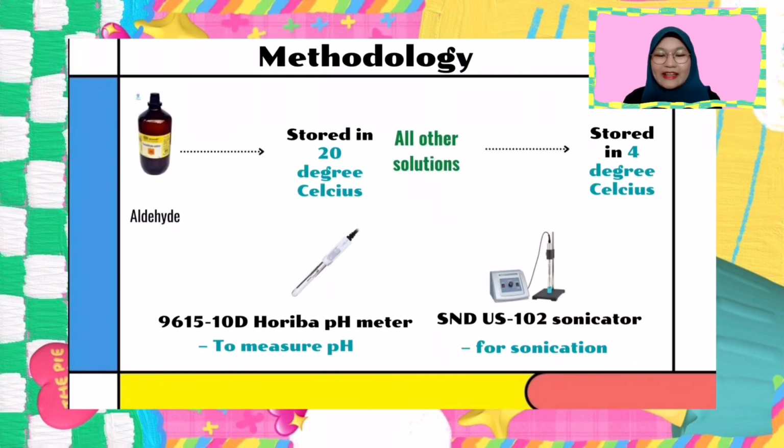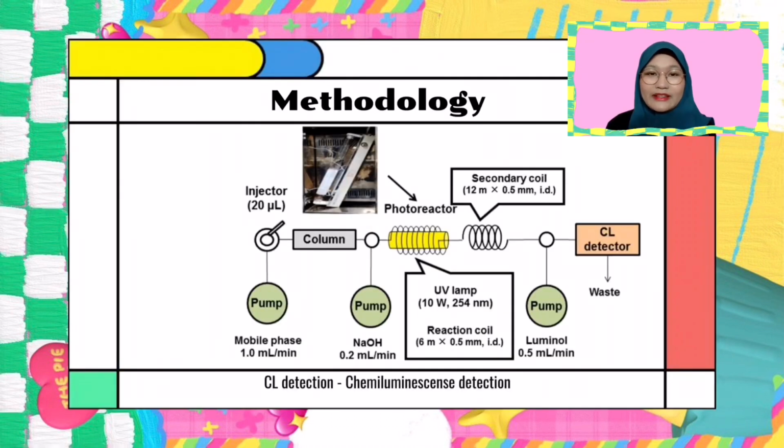Mixed aldehyde standard solution was stored at negative 20 degrees Celsius, while all other solutions were stored at 4 degrees Celsius in the refrigerator. A pH meter, a sonicator, and an automatic mixer were used for pH measurement, sonication, and mixing respectively. HPLC analysis was performed employing online UV irradiation luminol CL reaction followed by CL detection.